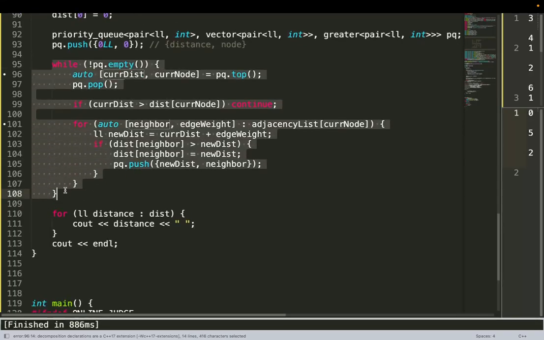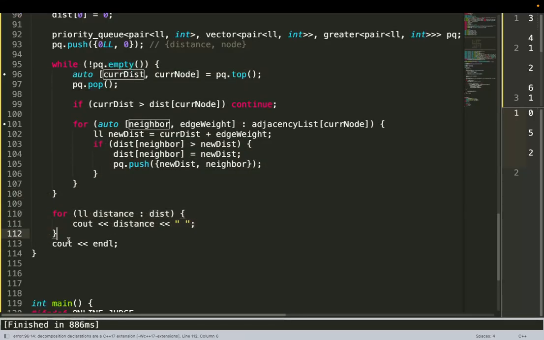So now once we have calculated the distance from node 0 to every other node, I am simply printing the distance and then a new line.